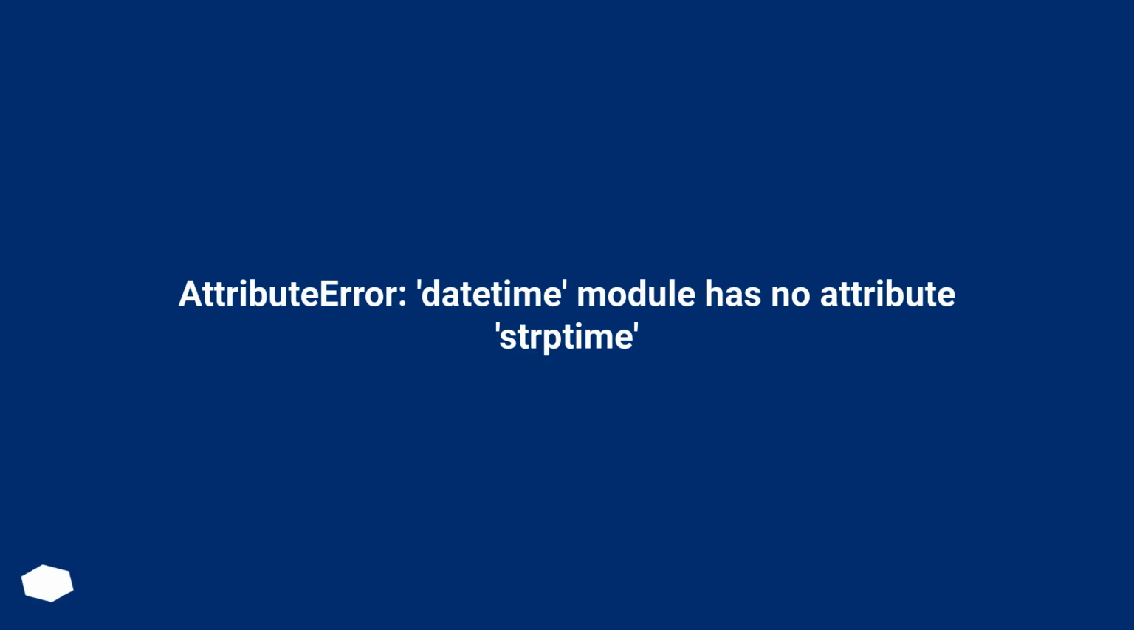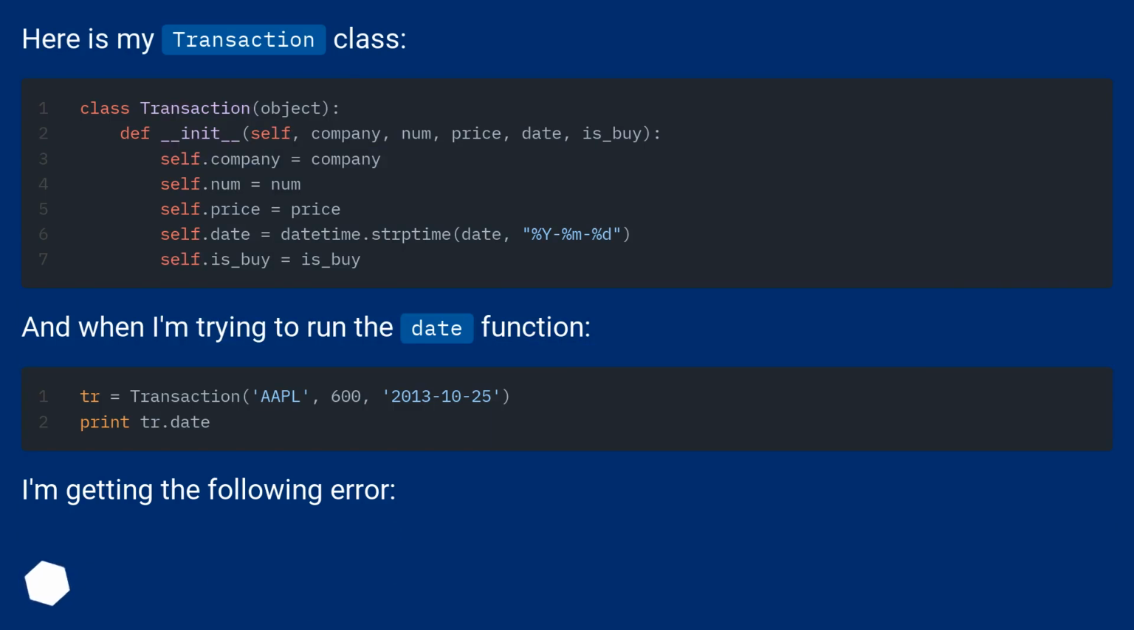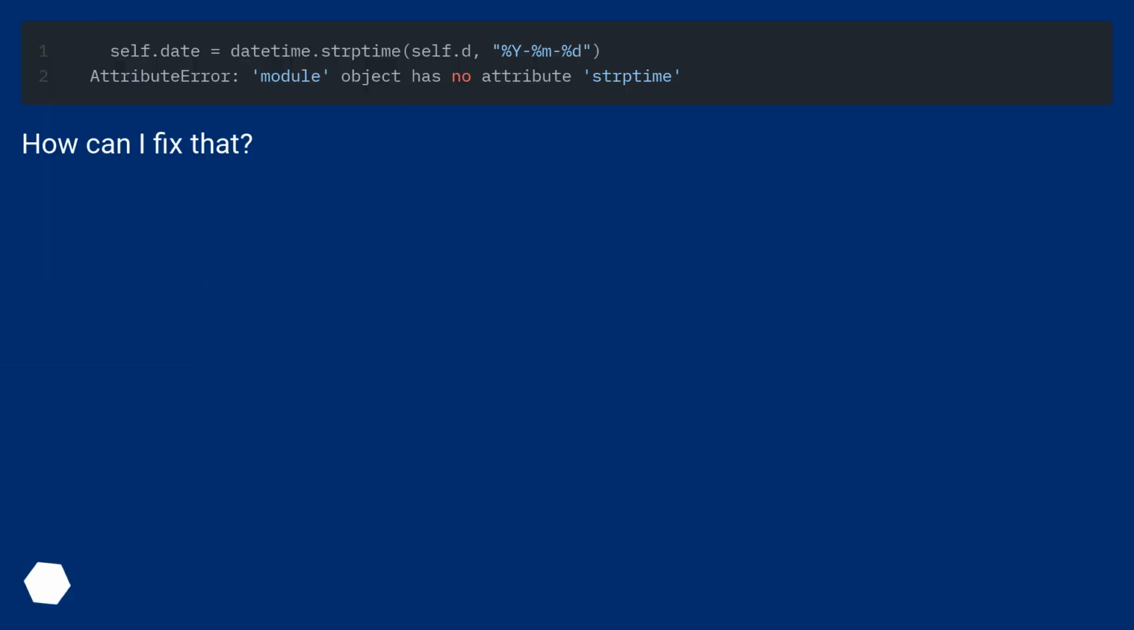AttributeError: datetime module has no attribute strptime. Here is my transaction class. And when I'm trying to run the date function, I'm getting the following error. How can I fix that?